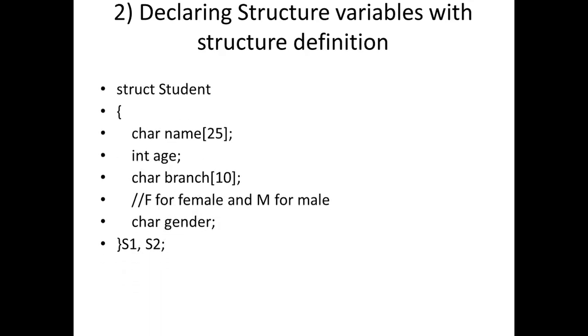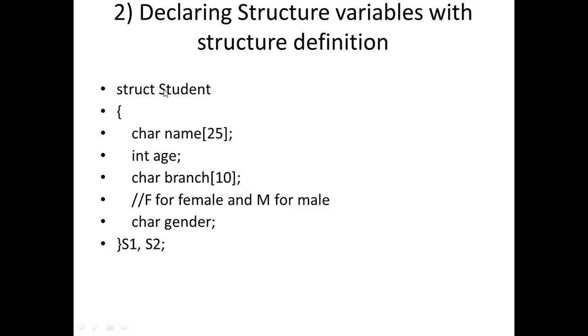Declaring the structure variables with a structure definition. At the time of declaring the structure definition itself, we are going to create variables. Now here, struct student and the members, and I'm going to declare s1, s2. These are the variable declarations. At the time of defining the structure, we are going to declare the variables s1 and s2.